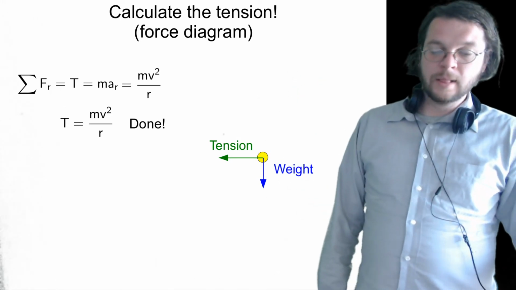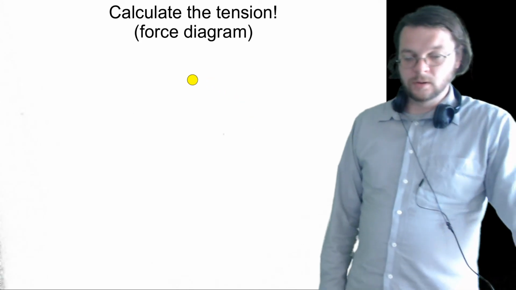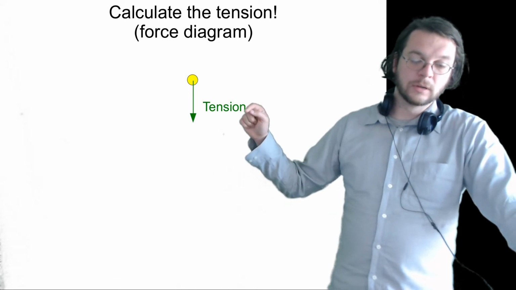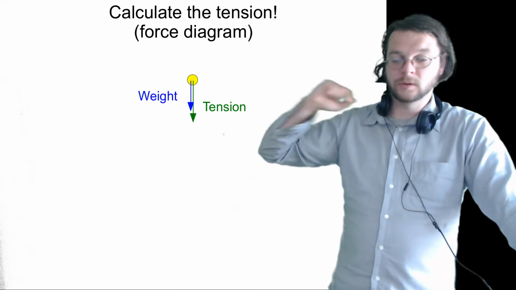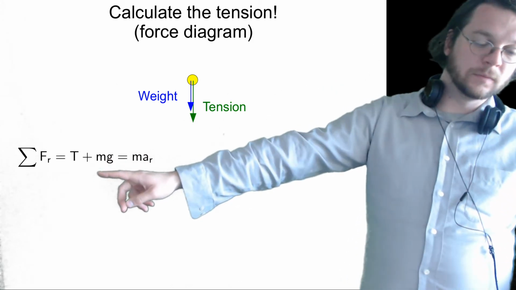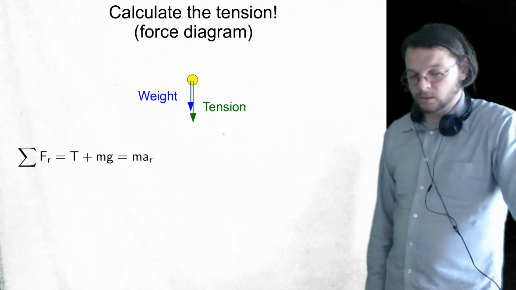And that's fine. Now things get interesting at the top of it, because the force diagram there, again, considering the forces in the radial direction, the tension is pointing towards the center of the circle. The weight is also pointing towards the center of the circle. And so instead of having a minus sign here, we're going to put a plus sign. Again, g is plus 9.8 in all the examples.